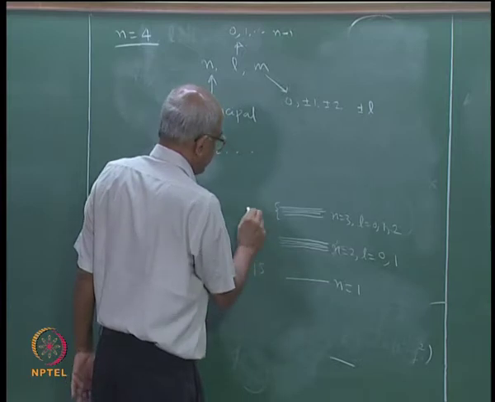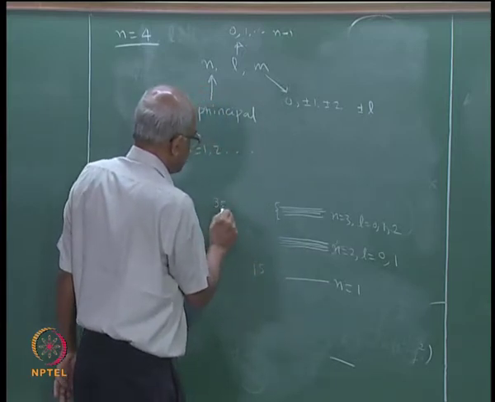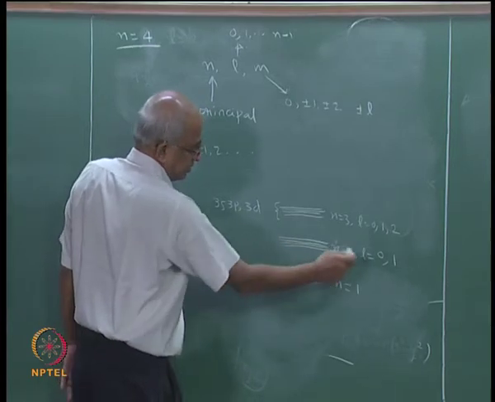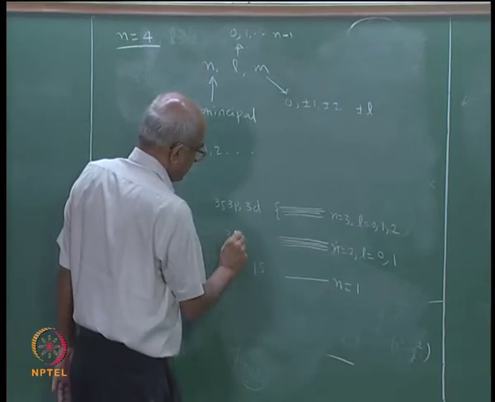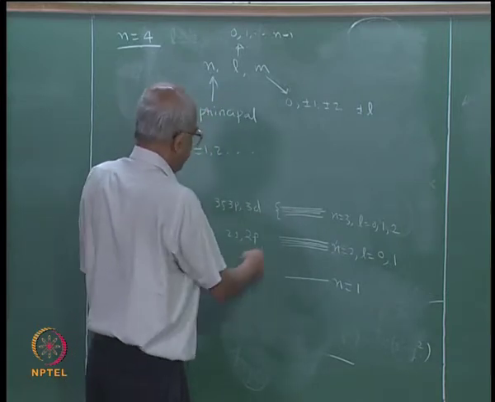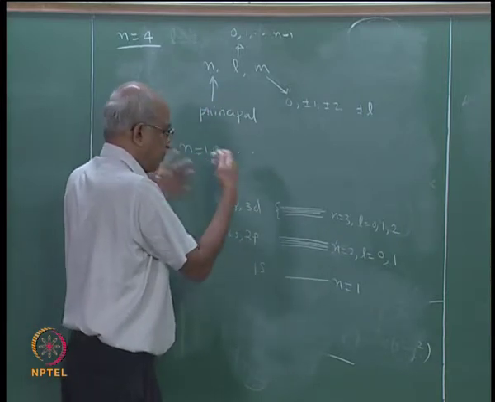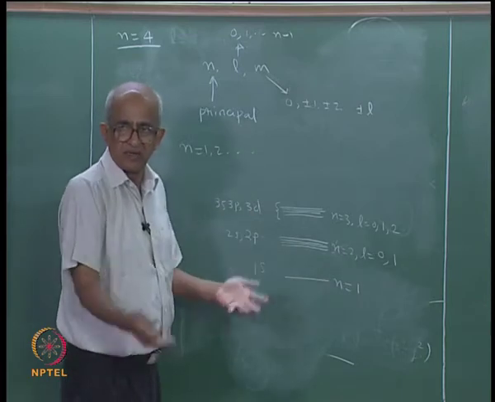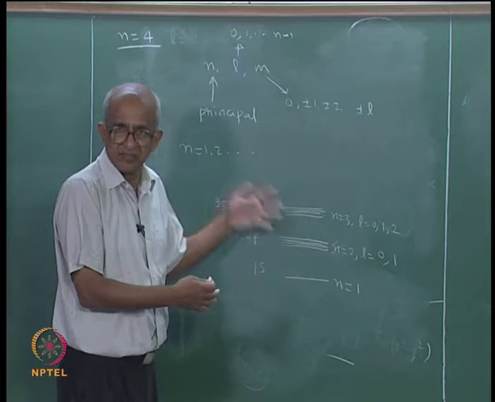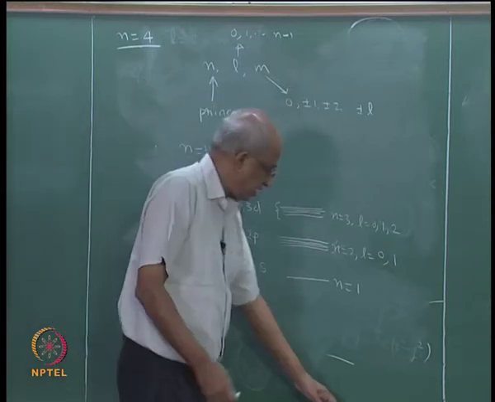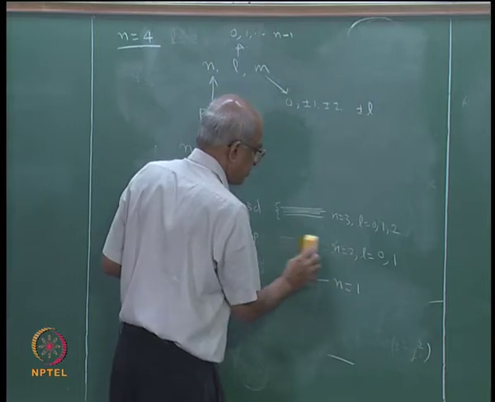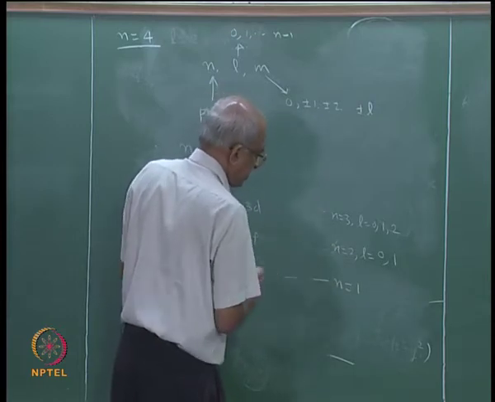What are they? They are the 3s, 3p and 3d orbitals. In the case n is equal to 2, you will have 2s and 2p orbitals, and when n is equal to 4, you have 4s, 4p, 4d and 4f, 16 orbitals. They are all degenerate. Let me not worry about the degeneracy, because that is difficult to represent.